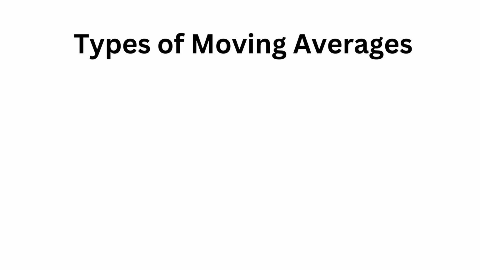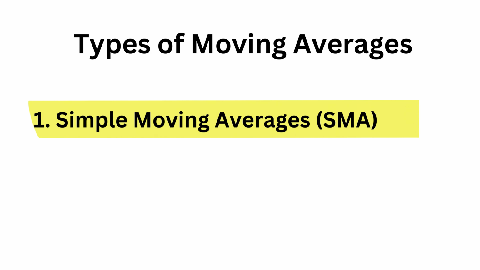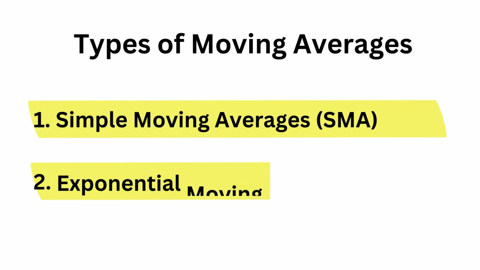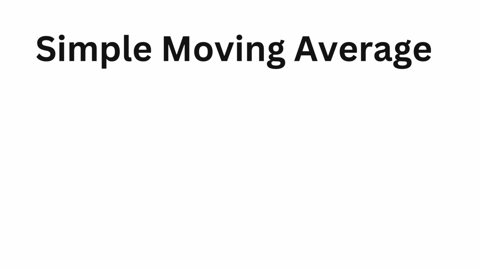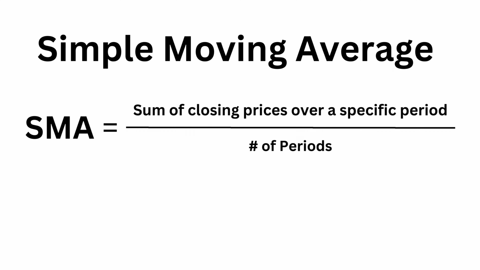There are two main types of moving averages we'll focus on today: simple moving averages, SMA, and exponential moving averages, EMA. Both serve the same basic purpose, but with some key differences in how they're calculated and how they react to price changes. Let's start with the simple moving average, or SMA.